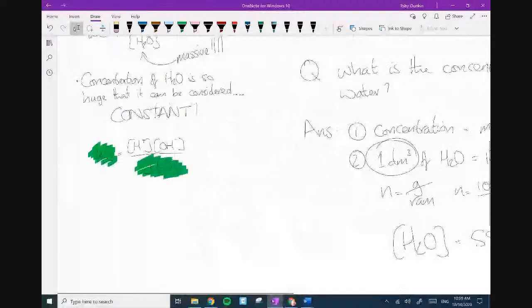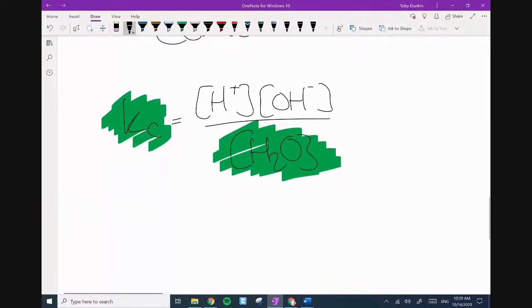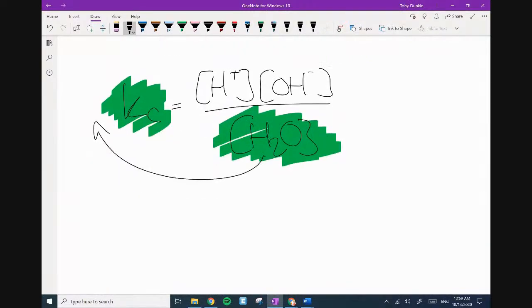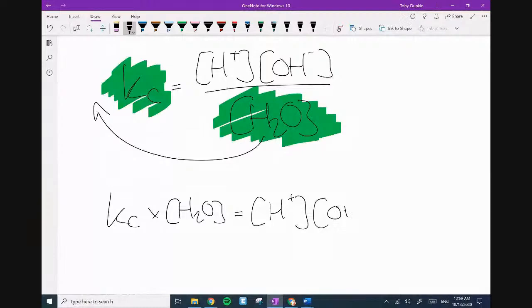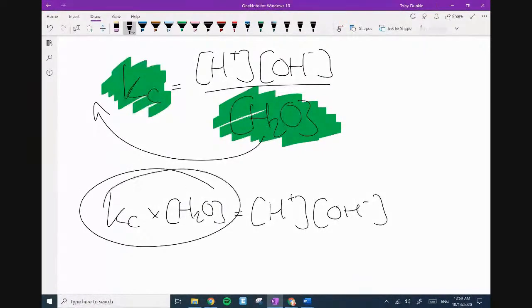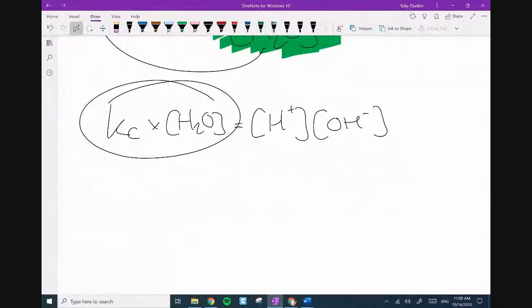Now in mathematics, if you have two constants, we don't like two constants. What we're going to do is combine them. We're going to reorganize the equation: Kc constant multiplied by the water concentration constant equals H plus concentration multiplied by OH minus concentration. The great thing is those two values are both constants. You will form a brand new constant, and hence Kw.